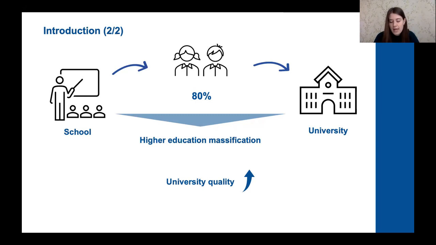And in such a situation, the role of university quality increases, so it means that it's more important in which university a person received his or her higher education. Now let's briefly discuss the results.